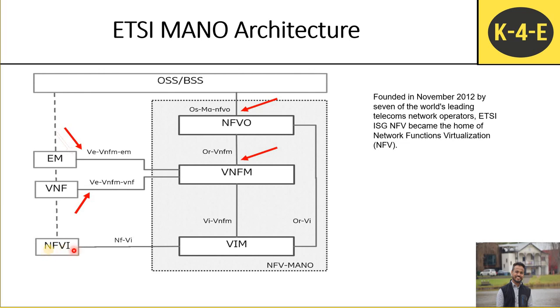What is NFVI? Network function virtualization infrastructure. Suppose I am going to deploy HLR HSS on top of my OpenStack, then this OpenStack is going to be called an NFVI, network function virtualization infrastructure, the infrastructure software on top of which my whole application is going to be deployed as a VM. So OpenStack is one example. You can have VMware also.